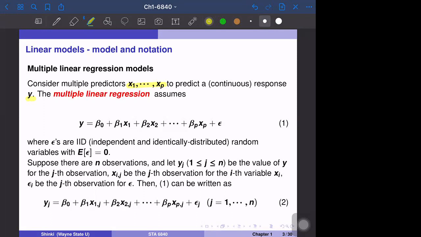Then multiple linear regression assumes that y is equal to a linear combination of beta naught to, x1 to xp plus error epsilon. So here, the epsilon are traditionally assumed to be IID. So IID means independent and identically distributed.